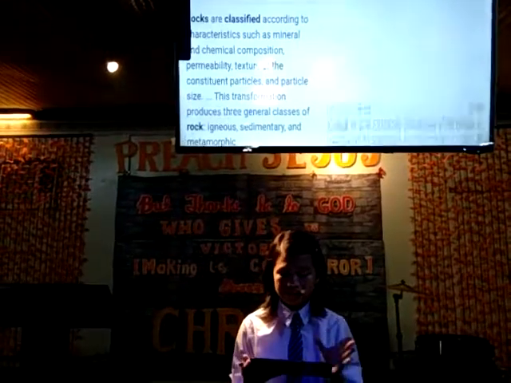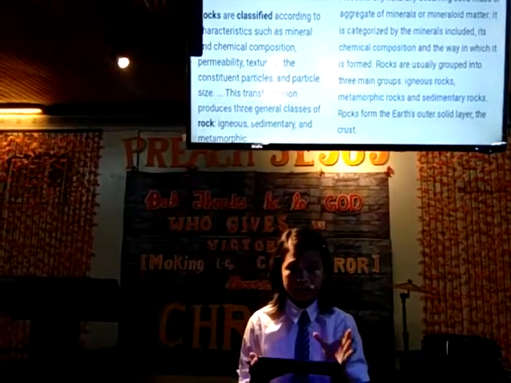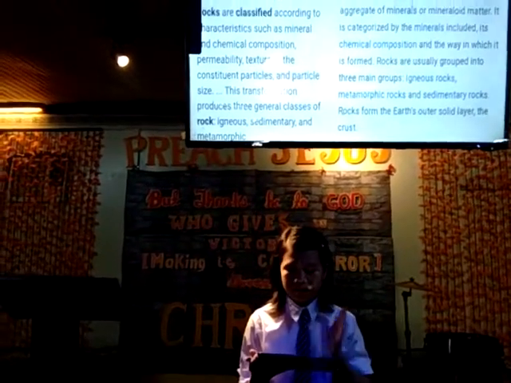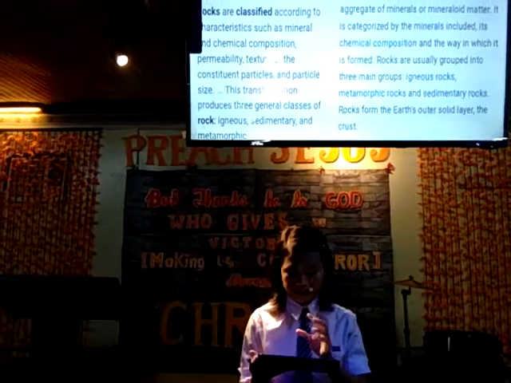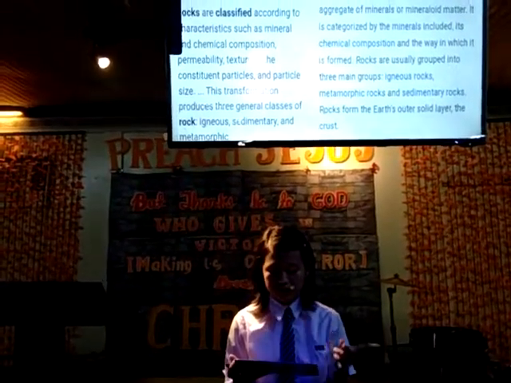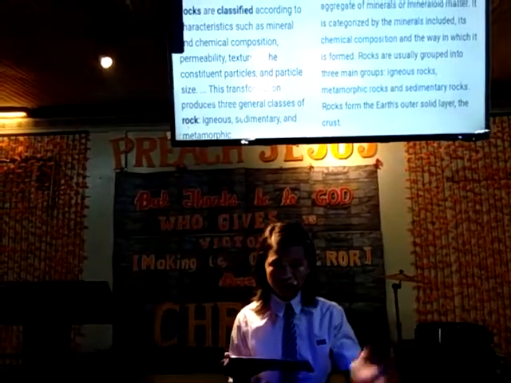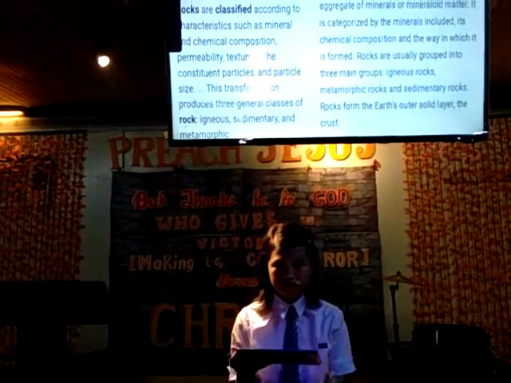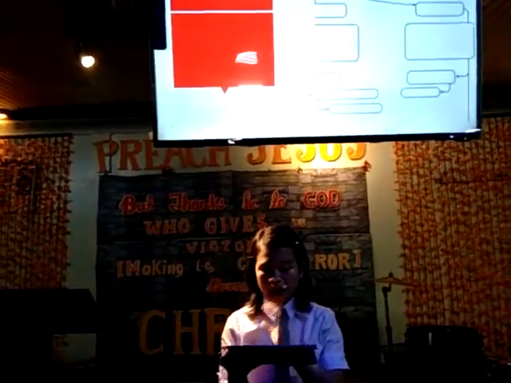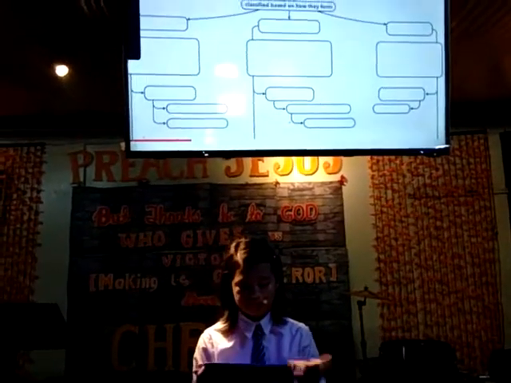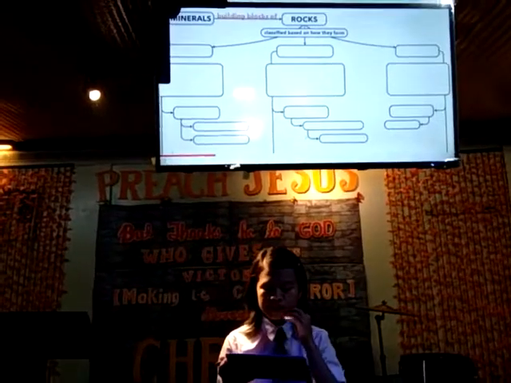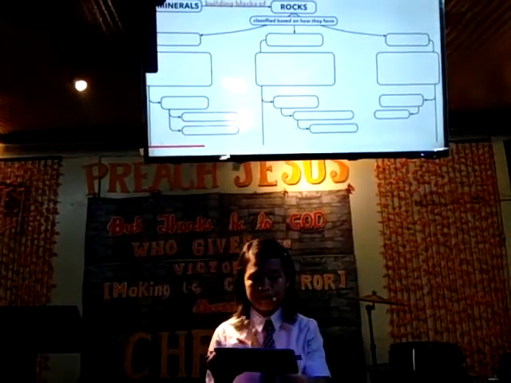A rock is any naturally occurring solid mass or aggregate of minerals or mineraloid matter. It is categorized by the minerals included, its chemical composition, and the way in which it is formed. Rocks are usually grouped into the three main groups, the one that I told earlier: the igneous rocks, the metamorphic rocks, and sedimentary rocks. So the rocks form the Earth's outer solid layer or the crust. So we use a flowchart to classify them. Minerals, building blocks of rocks.